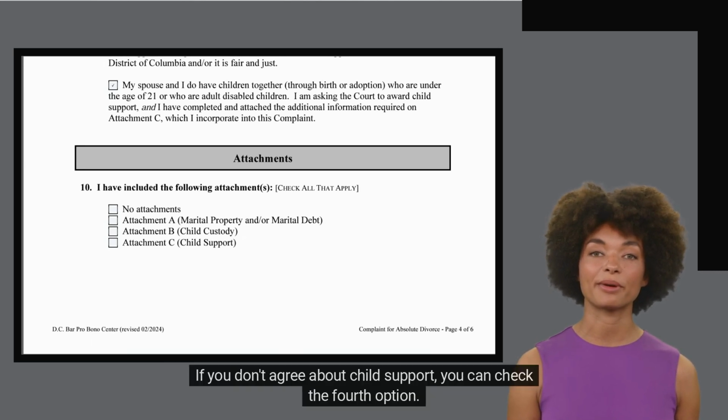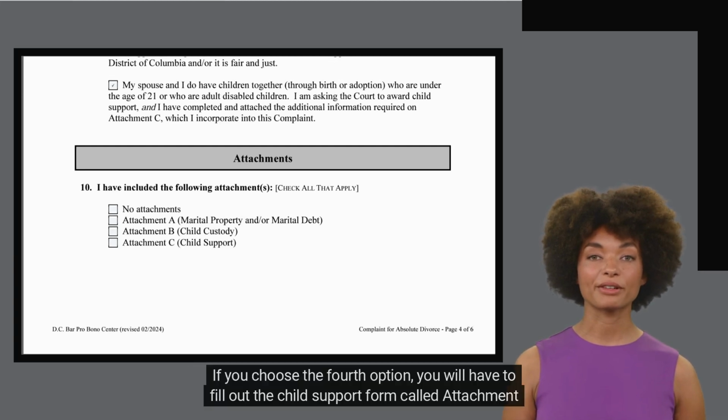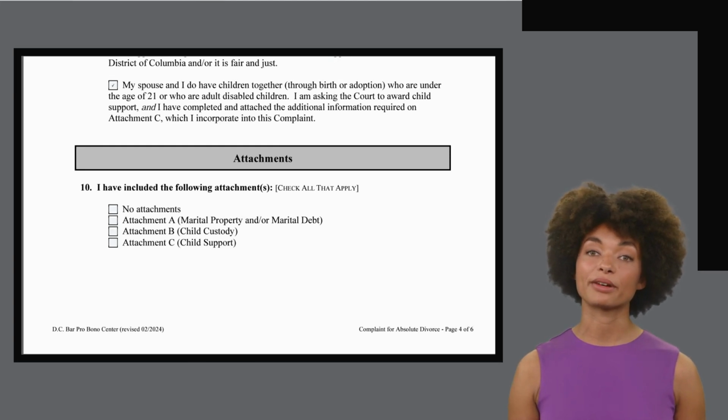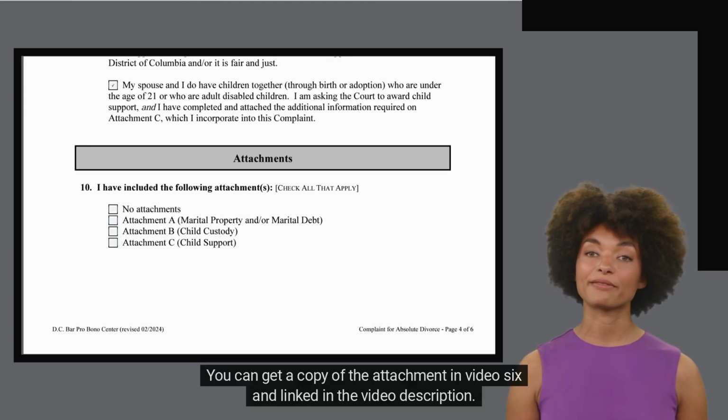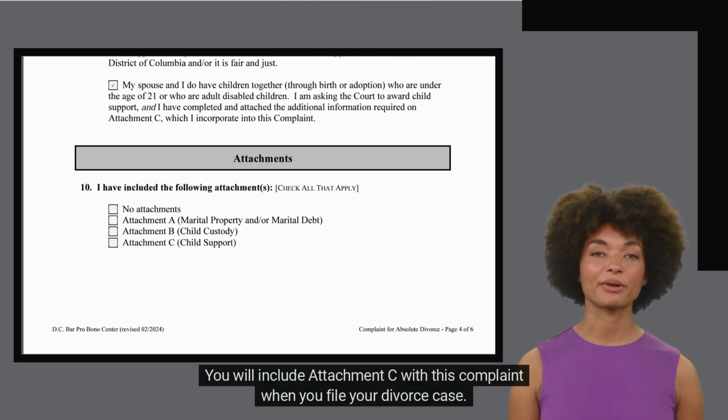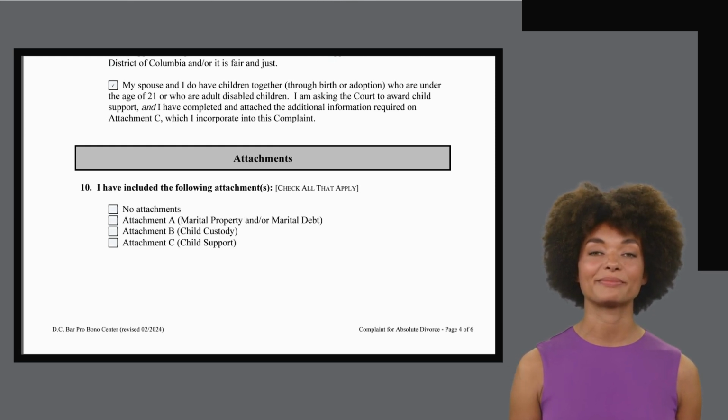If you don't agree about child support, you can check the fourth option. If you choose the fourth option, you'll have to fill out the child support form called Attachment C. You can get a copy of the attachment in Video 6 and linked in the video description. You will include Attachment C with this complaint when you file your divorce case.